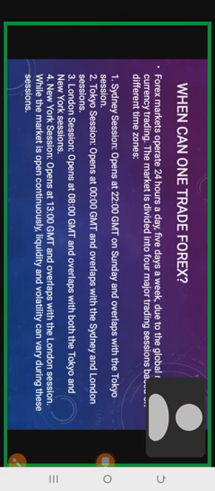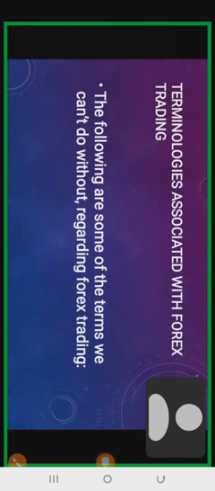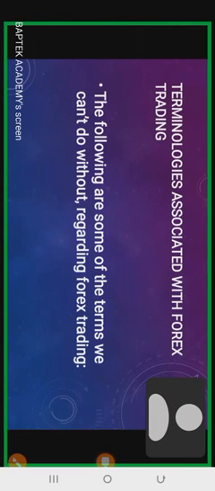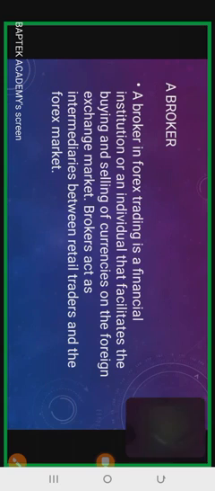Next, we will be looking at the terminologies associated with forex trading. These are some of the terms we can't do without regarding forex trading. Meaning, immediately we say we want to trade forex, these are terms we will definitely come across. So we're going to be looking into those terms and know their meanings. The first thing on the list is a broker. So what is a broker?